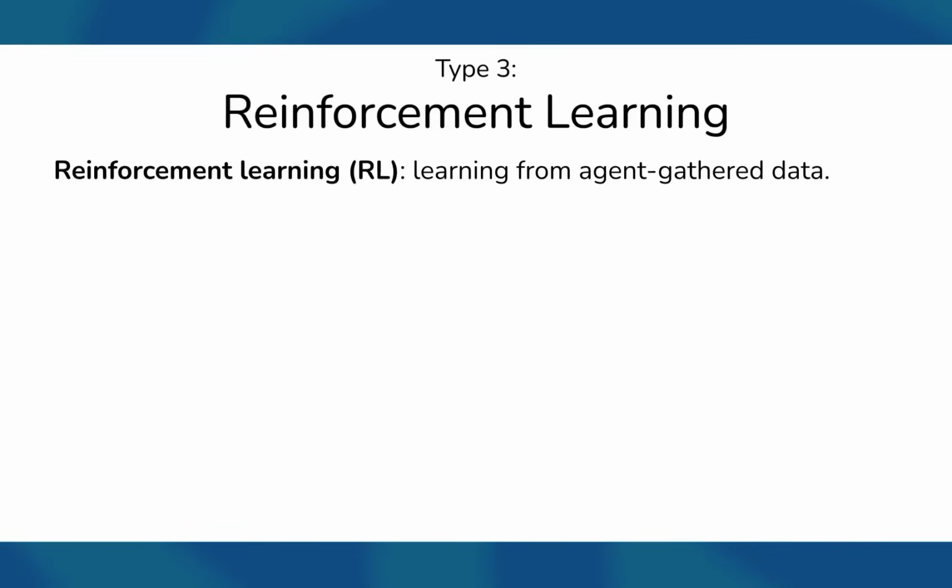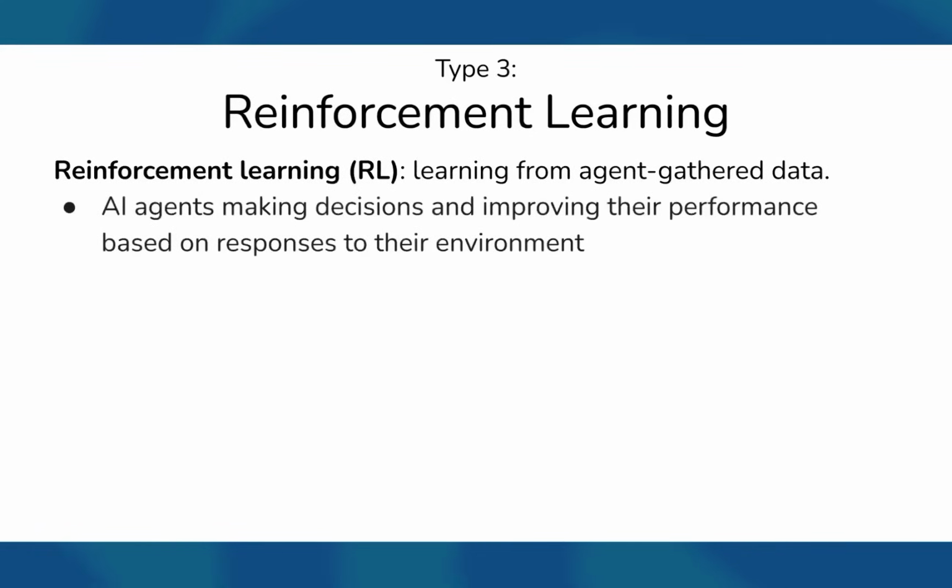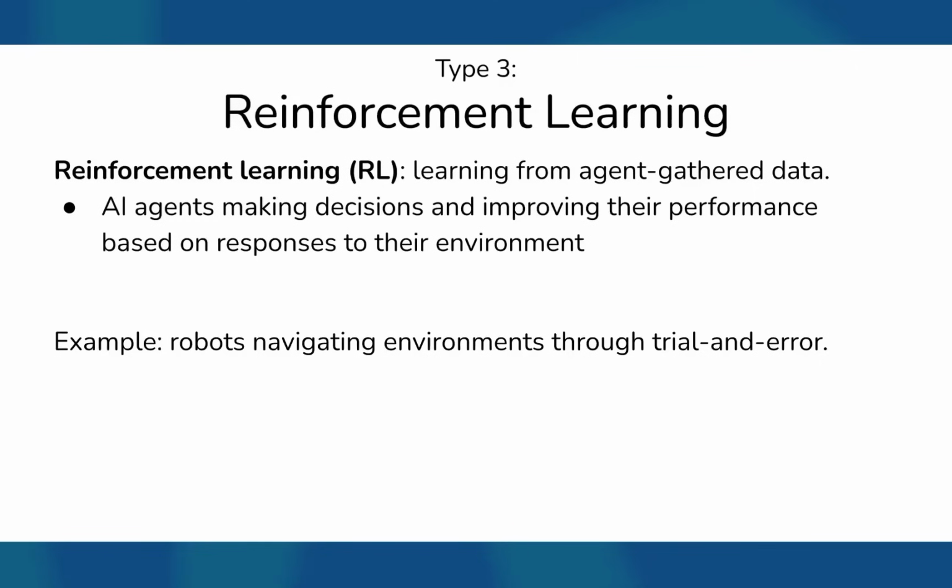And then a third type of machine learning is reinforcement learning. This is learning from agent-gathered data. AI agents perform a sequence of decisions, and they try to improve their performance based on responses to their environment. So if a robot is navigating through an environment, it may try and do so with trial and error. It may be going through an obstacle course of some sort. It's learning through trial and error, and it's getting steadily better and better. And then when it reaches the goal, it gets a positive reward. Reinforcement learning is largely used to describe what goes on for AI agents, or a set of methods for AI agents, but this is starting to become less the case.